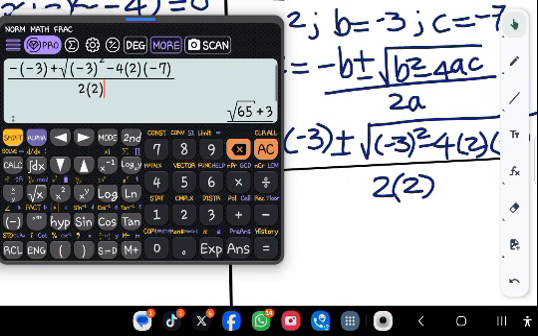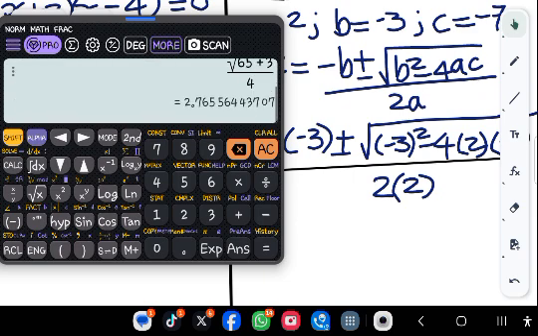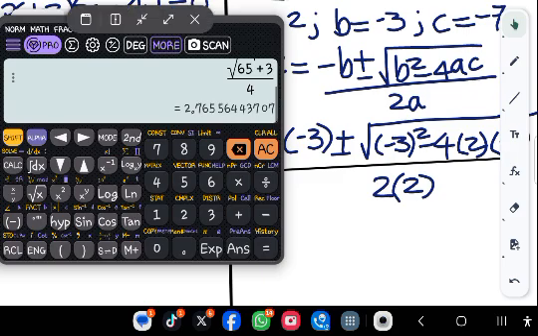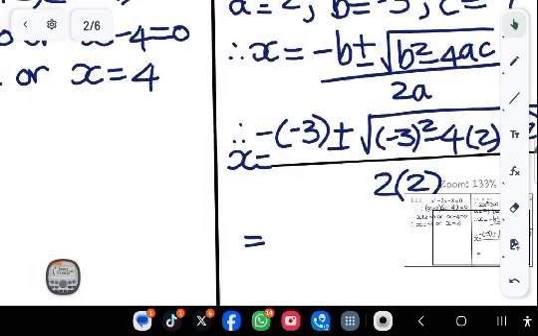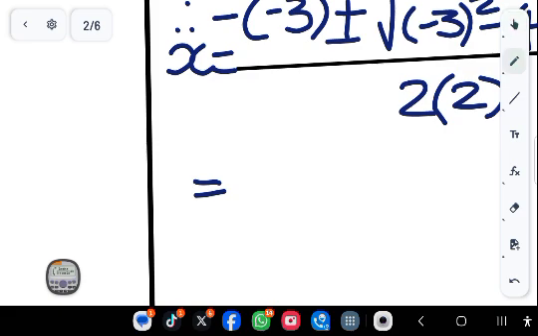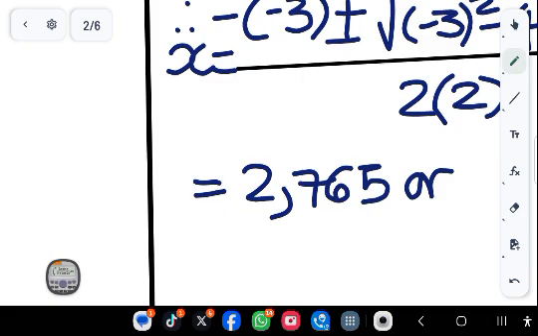They said correct to 2 decimal places, so you must make sure that you leave it in decimal form. So that is 2.765 and so on. That is the first root.